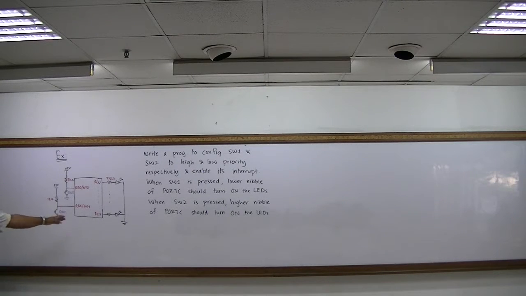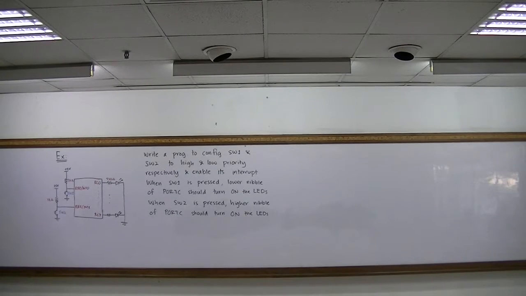Given a circuit, there are two switches connected to two pins of port B, and then you have LEDs connected to port C. Of course, the example I'm giving now has to do with port C and LEDs, but take note that it's not limited to only LEDs. You can also do seven-segment displays and so many other things. You can do a lot of things.